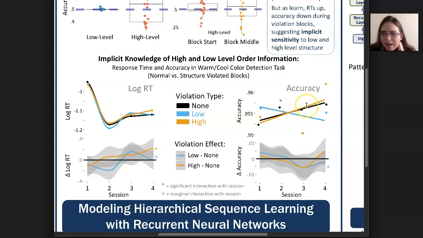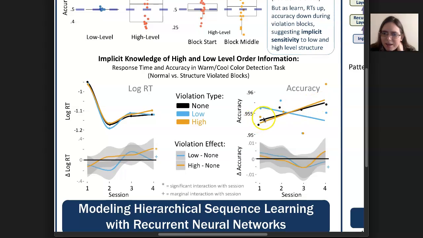And then looking at the accuracy, again, for the blocks where there's no violation, which is this black line, you'll see that as the session increases from 1 to 4, so 4 different quarters of the experiment, accuracy slightly increases.